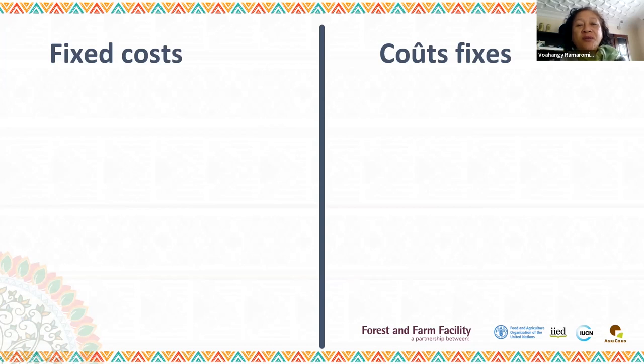So the fixed costs, dépenses, represent expenditure that is going to be incurred in the course of the activity, for example in the whole year. That means there are going to be different costs that are going to be incurred.